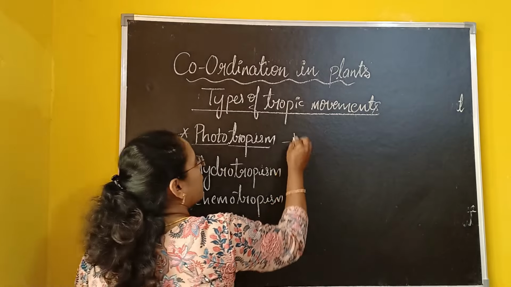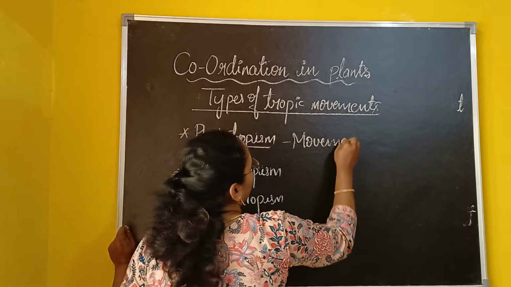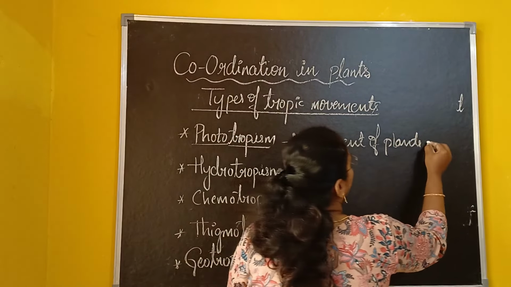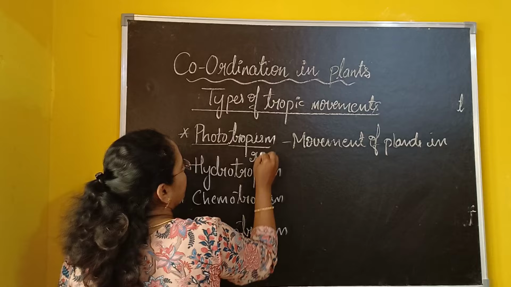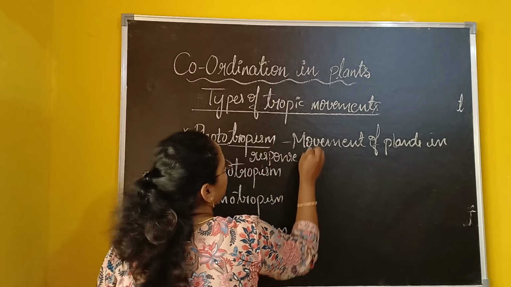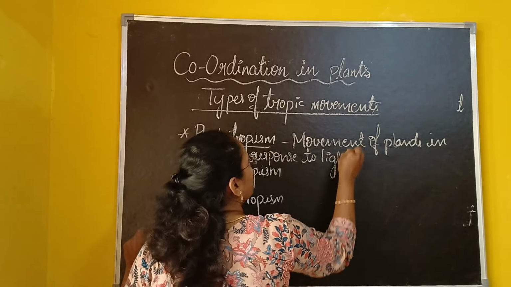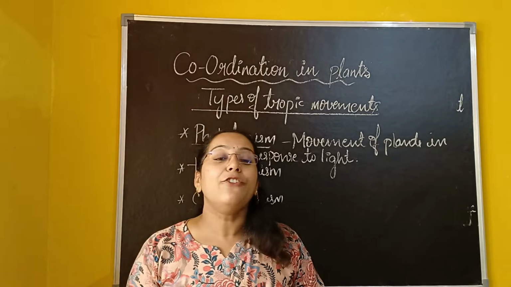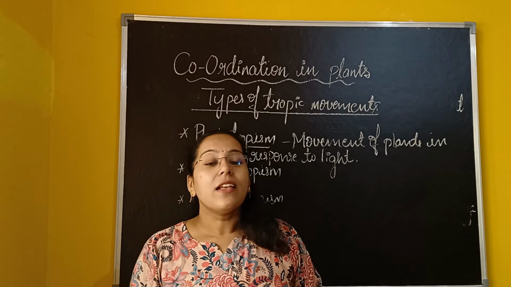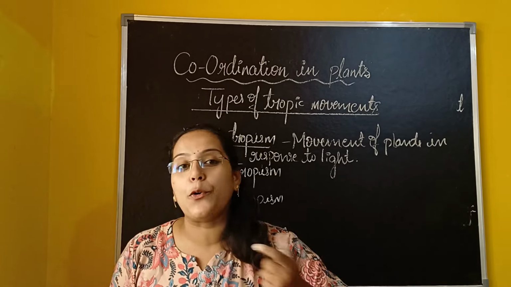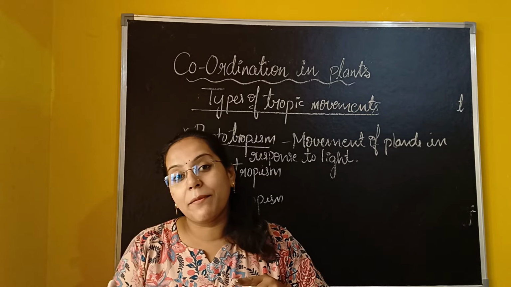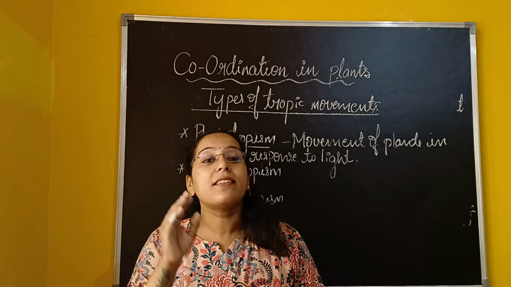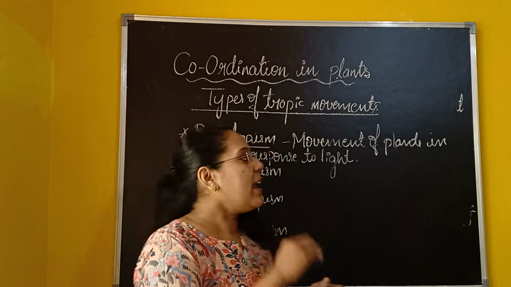So, let me describe: movement of plants in response to light. This is called phototropism. Children, what you need to understand here is that some parts of the plant show positive phototropism and some parts show negative phototropism. What do you mean by positive and negative? That means some parts of the plant bend towards the light, but some parts are always away from the light. Take an example.